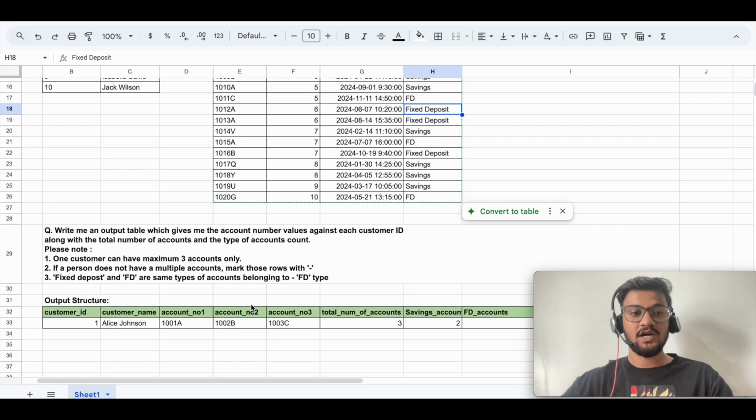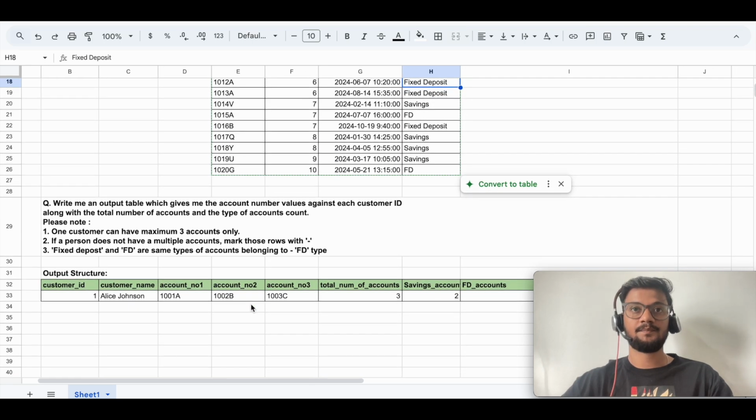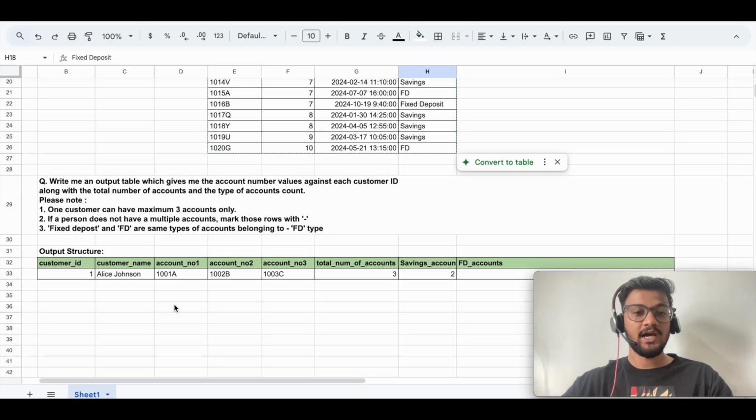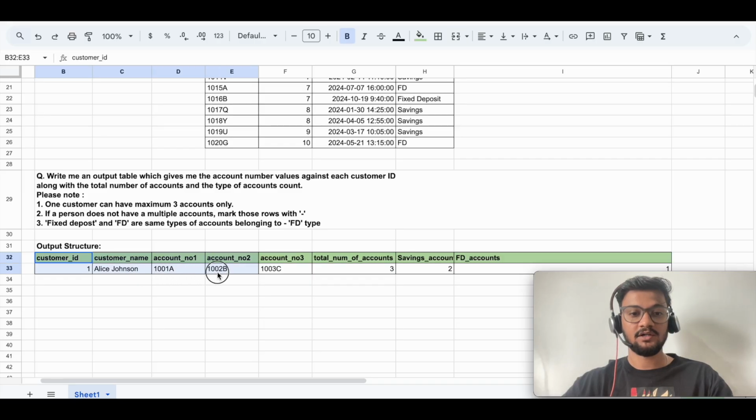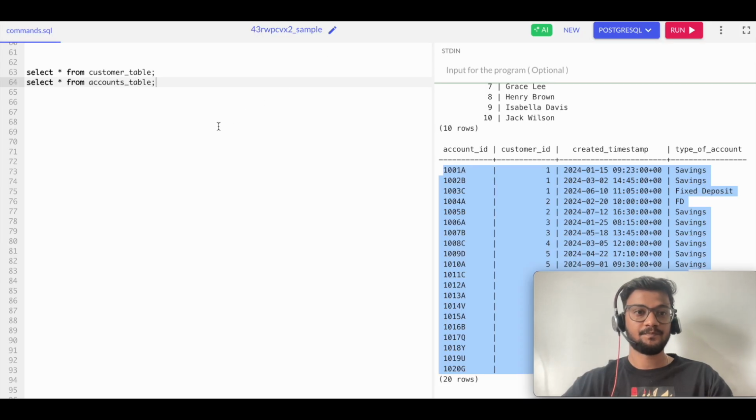So we are clear with the question. Whatever the interviewer asks, always try to question your doubts, whatever doubts you have in order to solve this question, and try to frame an output structure of how something would look like. Now, once we have our output structure ready, we can jump into the coding part.